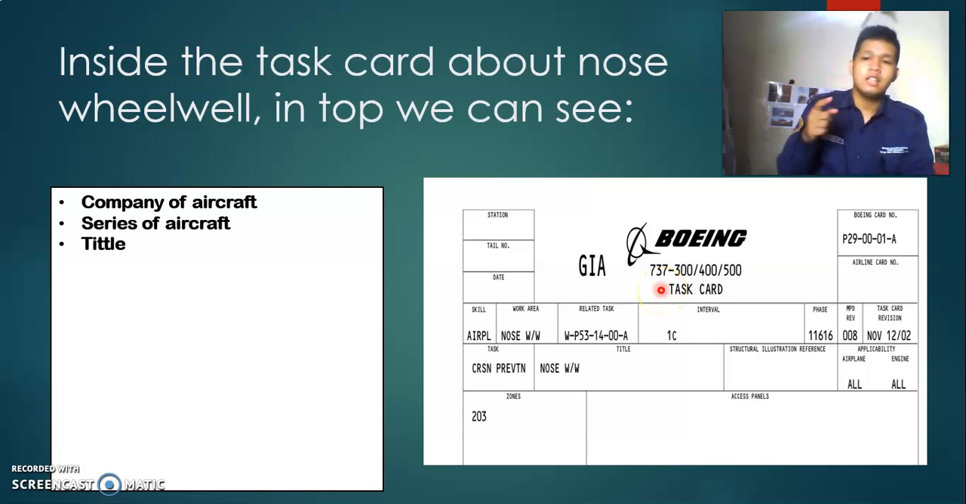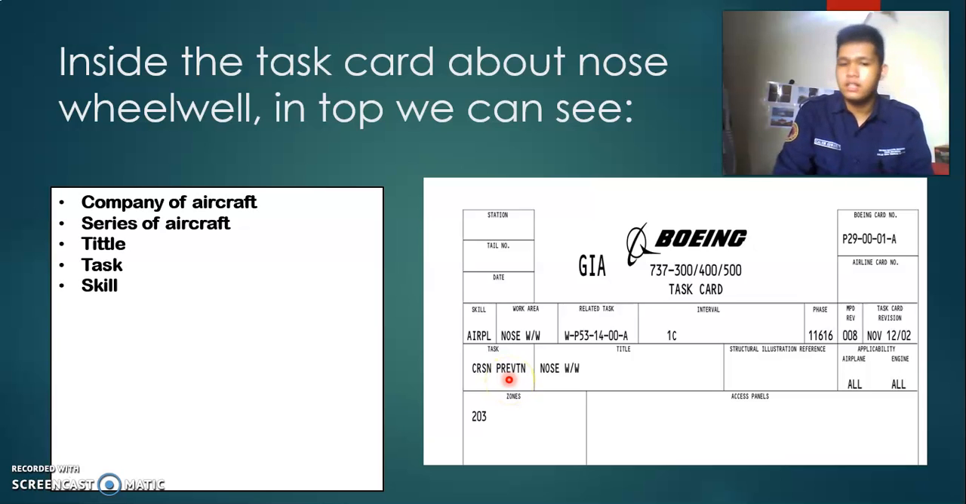Next, title. What we see in here is the title. That means we will do something, or we will maintain something, in the nose wheel well. Next, task. After we know the title, let's see the task, what we will do in this aircraft. So, in this task card, we will do corrosion prevention.